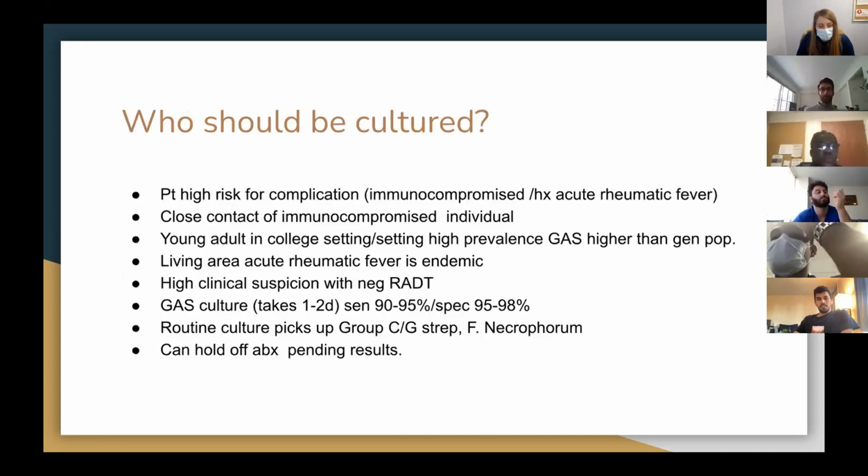So who do you culture? Culture people that have risk of complication, like the immunocompromised, or somebody who's had acute rheumatic fever before. People in college, because there's a higher prevalence of group A strep in that population. People living in areas that have endemic rheumatic fever, right? If you have a very high clinical suspicion and the rapid test came back negative, you can do a culture. The culture only takes 2 days. It is very sensitive and specific, and so you can hold off on antibiotics until you get the results back. In addition to group A strep, it also picks up group C and G, and Fusobacterium necrophorum.